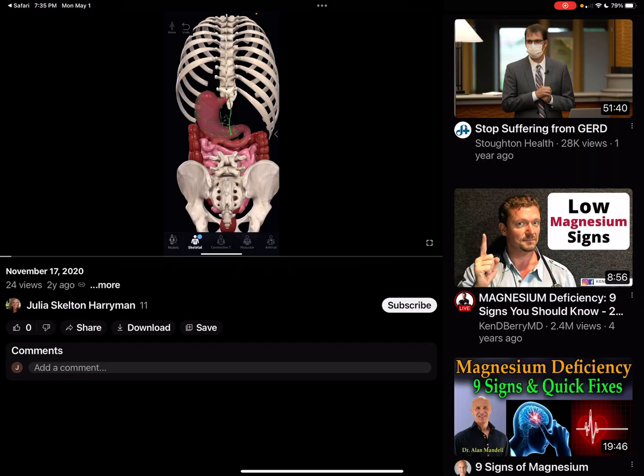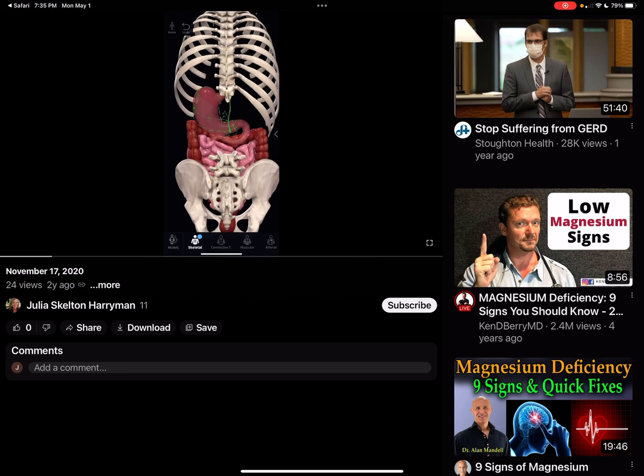The reason that the RAO view is so important is because you can see all of the important stomach structures without superimposition, without parts of the stomach overlapping each other and without the spine overlapping. It's just a really good view to show you the pylorus, the fundus, and the duodenal bulb.